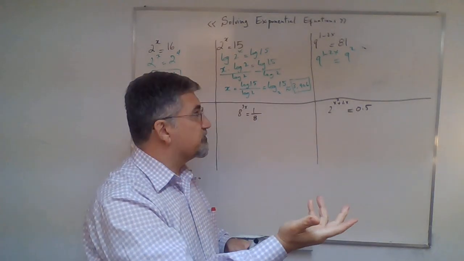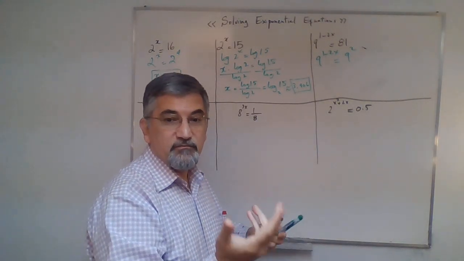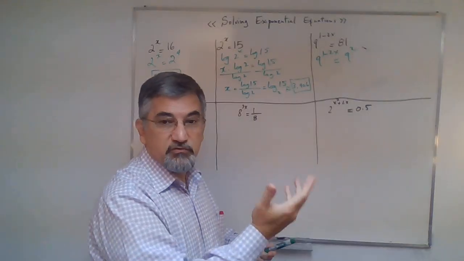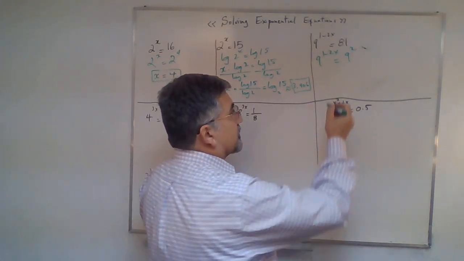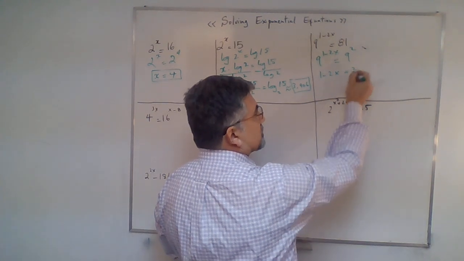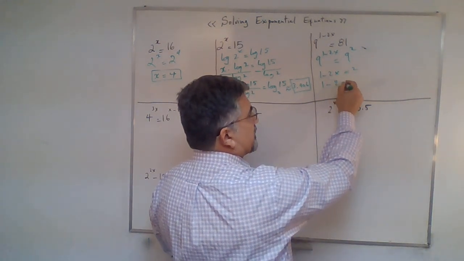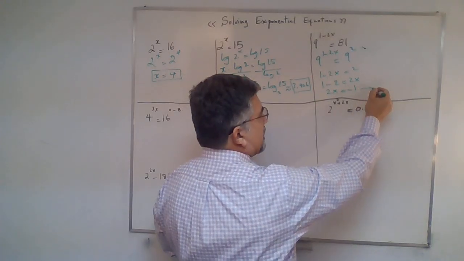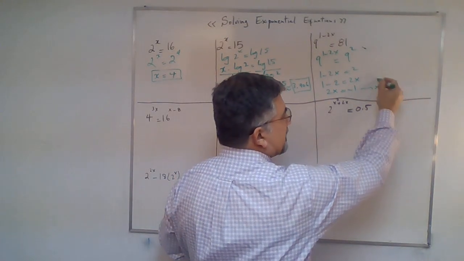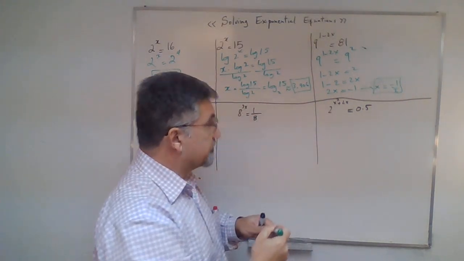So the only time left side would equal right side is when the exponents are also equal to one another. In other words, 1 minus 2x equals 2, which means that 1 minus 2 equals 2x, and 2x would be negative 1, and x would be negative 1/2, of course.